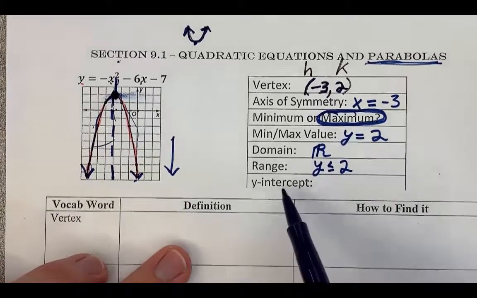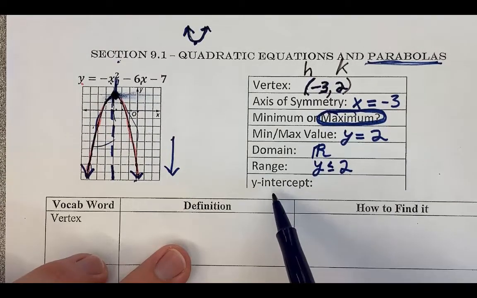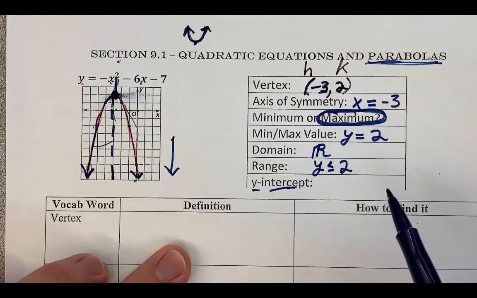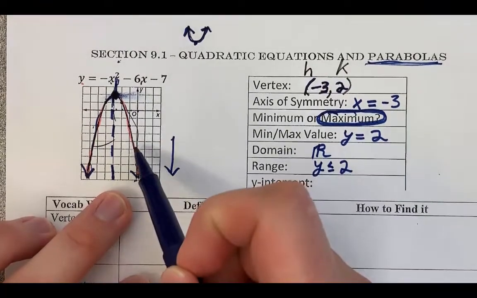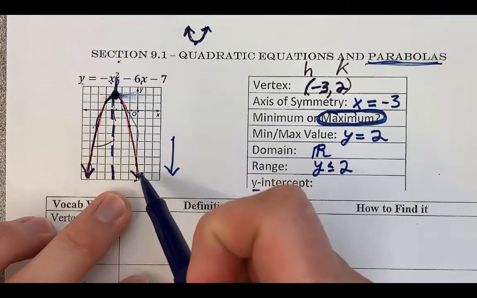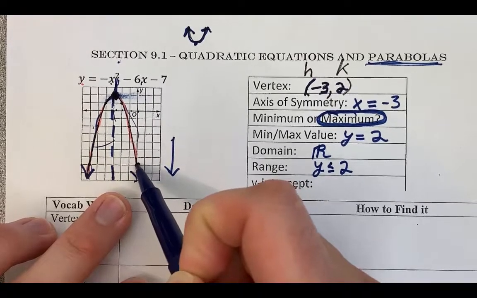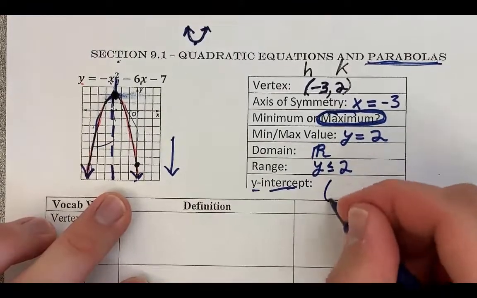The y-intercept is where the graph hits the y-axis. That's what y-intercept means. Where does the curve intersect the y-axis? If you look at the curve here, you'll see that it crosses the y-axis at 0, -7.